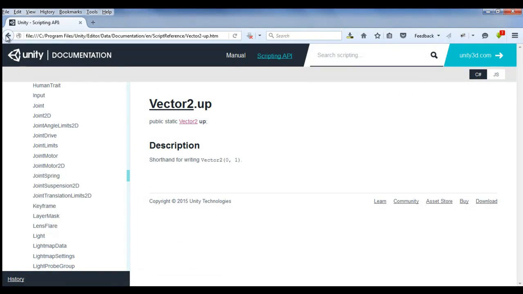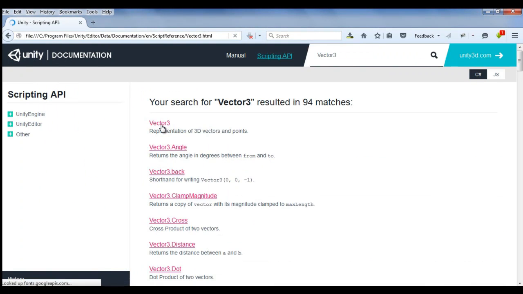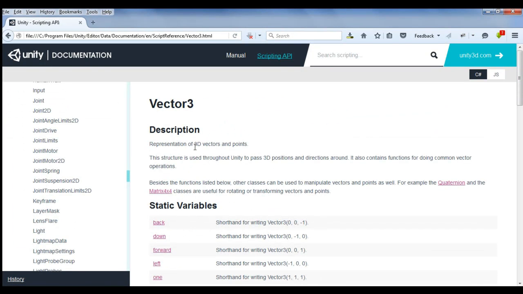It's very easy. And I also want to show you Vector3, because in Vector3 you will see it's a 3D vector, right? Representation of 3D vectors and points. This structure is used throughout Unity to pass 3D positions and directions around. It also contains functions for doing common vector operations. Of course, Vector2 also has the common vector operations. Besides the functions listed below, it has some other things also that we'll see a little bit later.